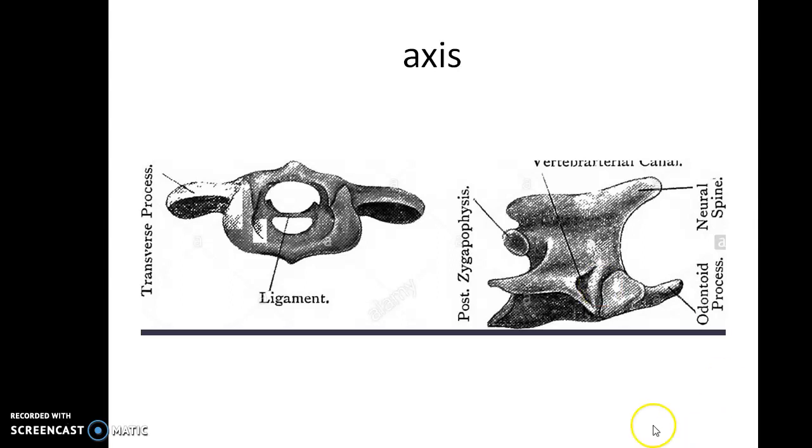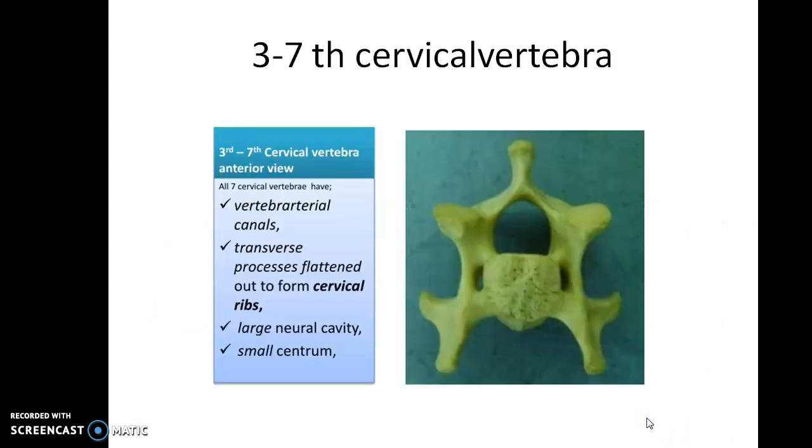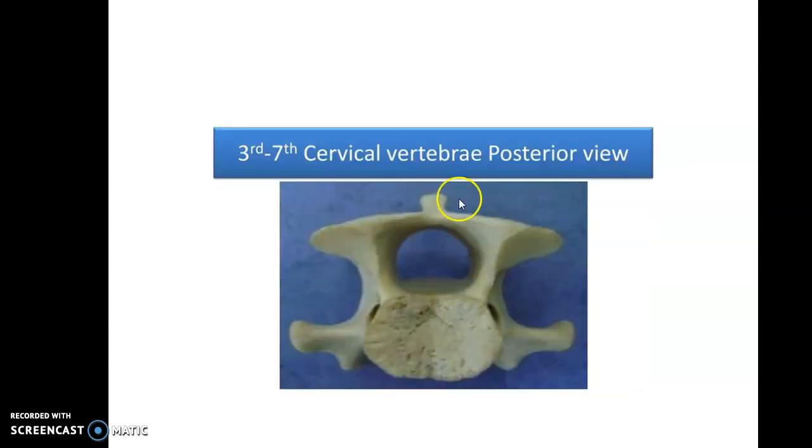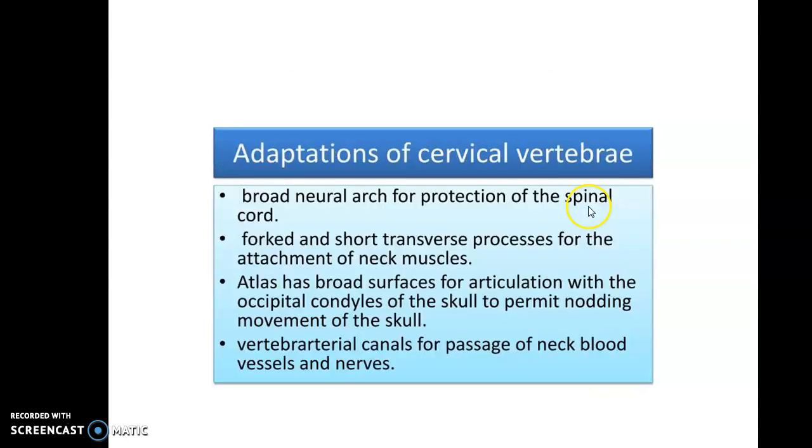Now the next ones are the cervical vertebrae. The rest of the cervical vertebrae have a common shape of having a centrum, neural canal, neural arch, neural spine, pre-zygapophysis, transverse processes, etc. This is a typical structure of the cervical vertebrae. It has a broad neural arch for protection of the spinal cord. It has forked and short transverse processes for the attachment of neck muscles. Atlas has broad surfaces for articulation with the occipital condyle of the skull to permit the nodding movement of the skull. The vertebral canal helps in the passage of neck blood vessels and nerves.